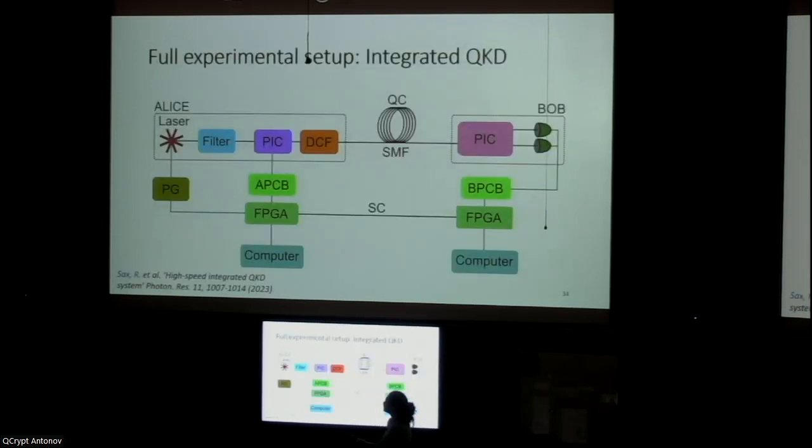So just an overview of the full experimental setup. We have an external laser, filter, the photonic integrated circuit. We have to place dispersion compensating fiber. Here we have Alice. We place single mode fiber, and then on Bob's side we have this chip and external single photon detectors.